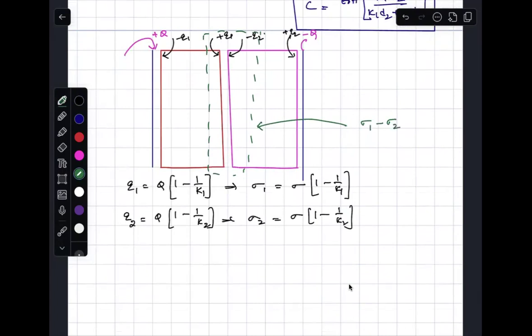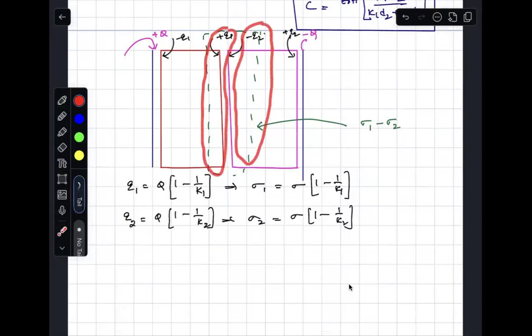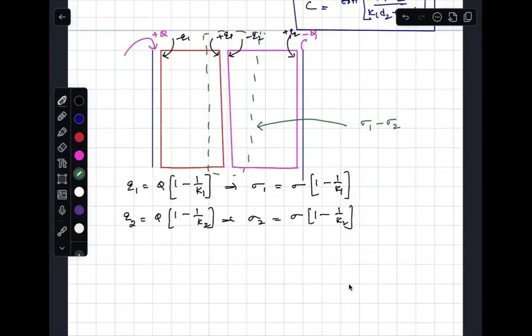Read out, boys and girls. Remember, this is all positive charge, and this is all negative charge. I need to take it in that fashion only. So finally, what is this going to be? Can you please help me? Sigma 1 minus sigma 2, minus sigma by K1 plus sigma by K2. So sigma times 1 by K2 minus 1 by K1.